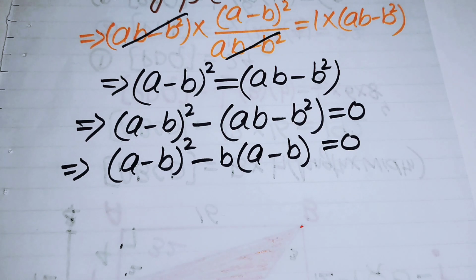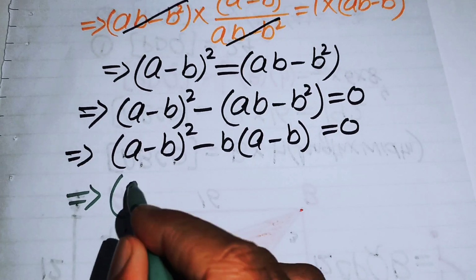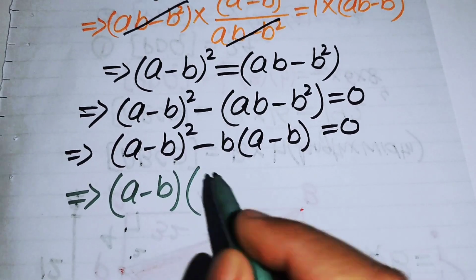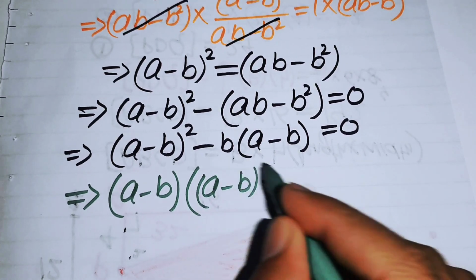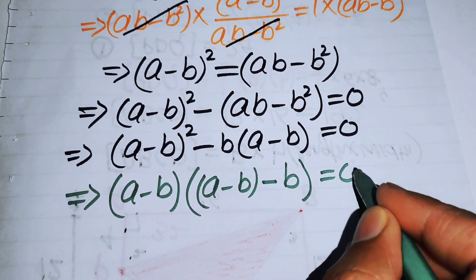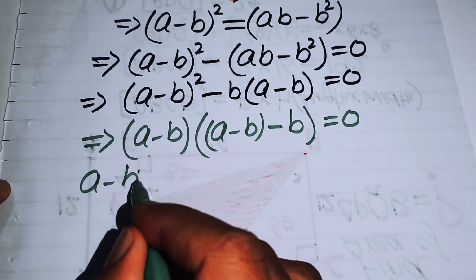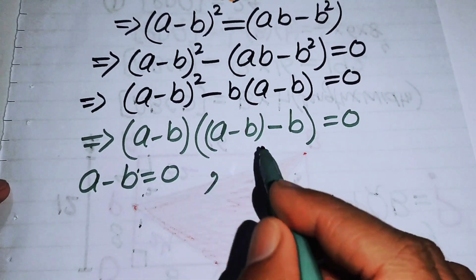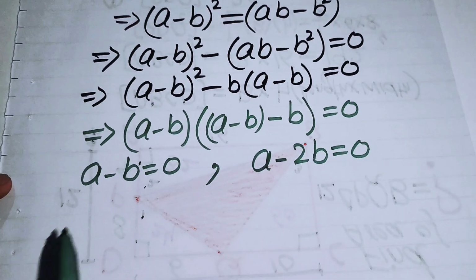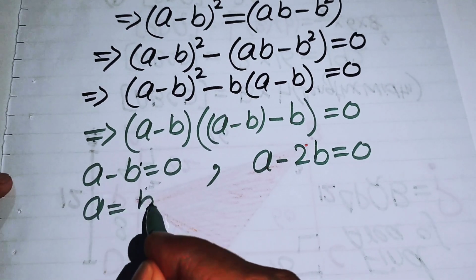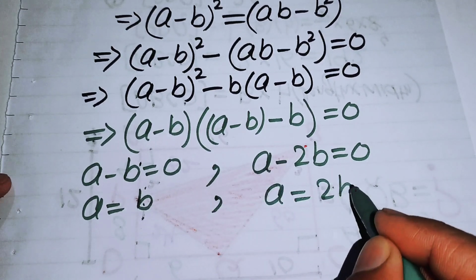And now in the next step you will see here we have a minus b as the common term, so that we will take it common and you obtain here a minus b, and here we get minus b, and this whole equals 0. So here we have two cases. The first case is we write a minus b equals 0, and the second case is we write a minus 2b equals 0. So in this case you will easily get the value of a equals b, and here you get a equals 2b.